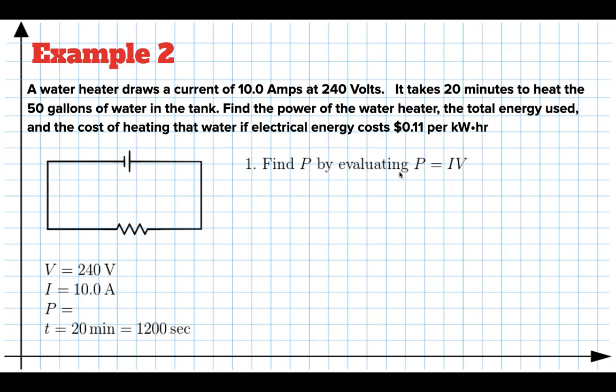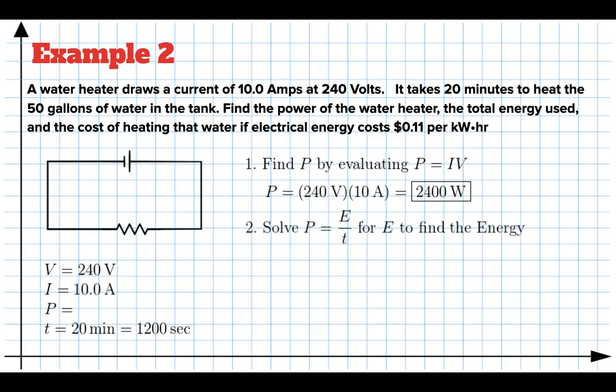So we're going to find the power by taking the current times the voltage. So the current, of course, is 10 amps. The voltage is 240 volts. So that tells us that this is a 2,400 watt heater. All right, that's the rate that energy is being transferred from electrical energy, which you're paying for, to heat energy.